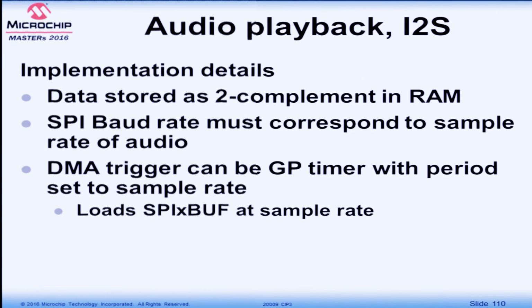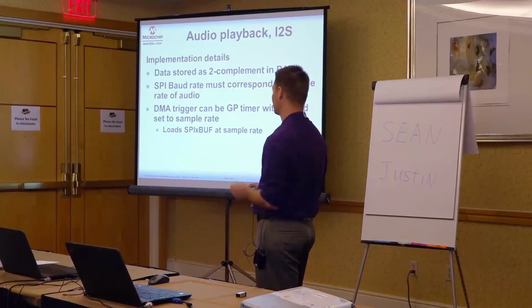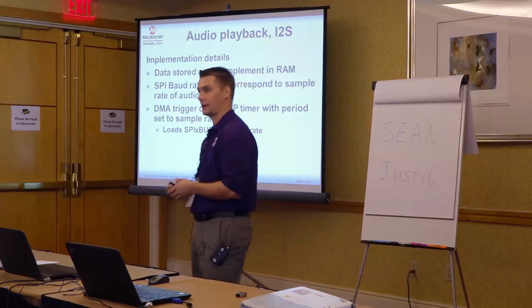So some high-level implementation details. You'd want to store the data in 2's complement in the memory, so you don't have to do any processing to it, so you can have the DMA send it out directly, and it'll be in the right format for I2S. Again, you'd want to set up your baud rate, the SPI speed, for the audio that you're intending to send out. And for the DMA, you want to have your transfer done at the sample rate. So in this case, you could use a general purpose timer to trigger the DMA and load the SPI output buffer with the data.